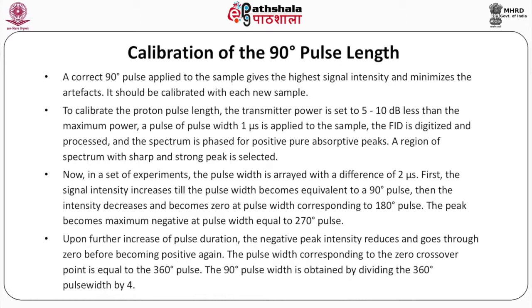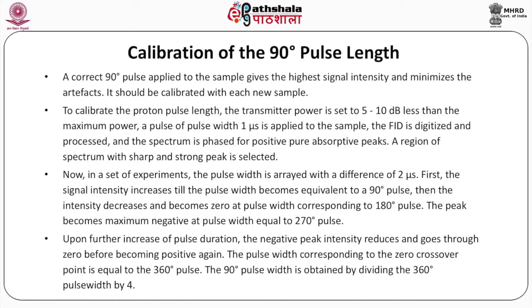Now, in a set of experiments, the pulse width is arrayed with a difference of about 2 microseconds. First, the signal intensity increases till the pulse width becomes equivalent to a 90-degree pulse. Then the intensity decreases and becomes 0 at the pulse width corresponding to a 180-degree pulse. The signal then becomes negative, and the peak becomes maximum negative at a pulse width equal to a 270-degree pulse.